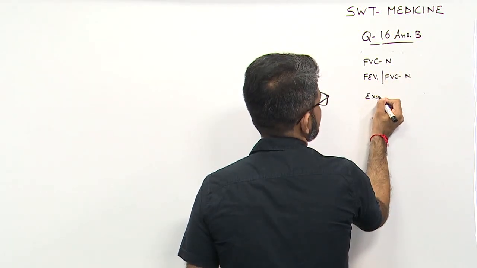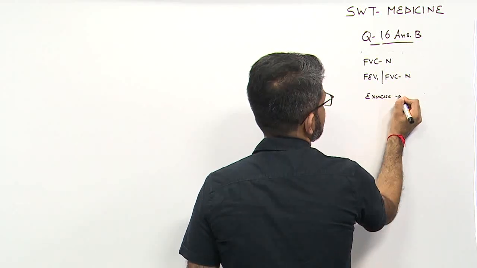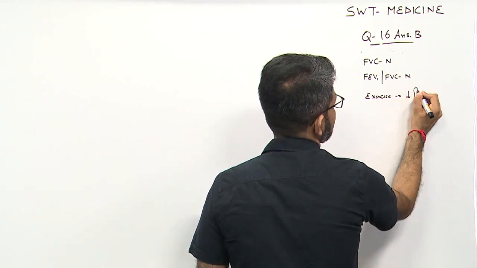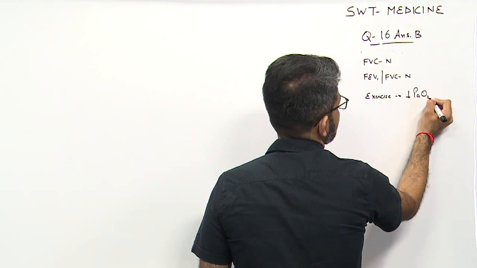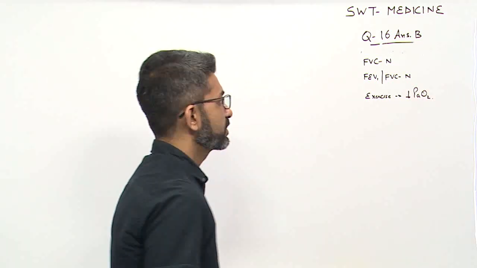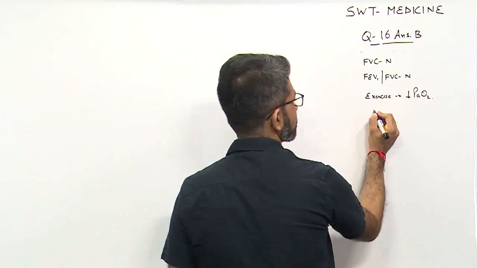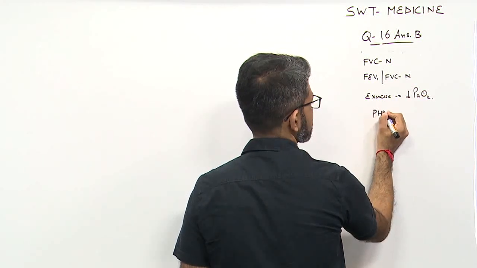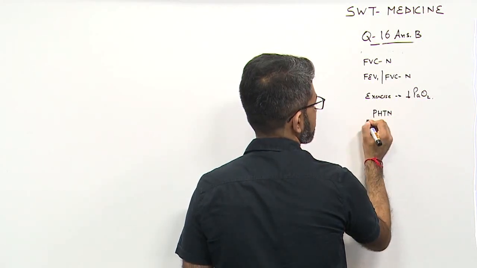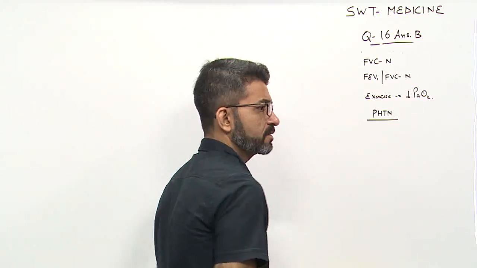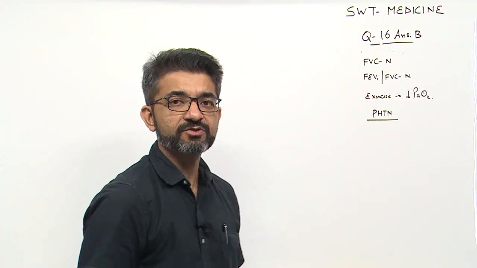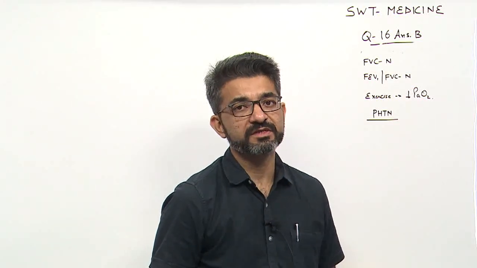Exercise causes a drop in saturation, and there is pulmonary hypertension. The disease is idiopathic and usually occurs in females of younger age group.